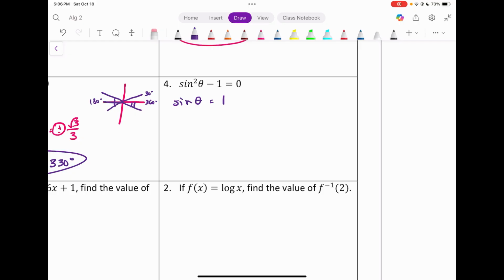And that's supposed to be squared. To get rid of a square, we're going to do plus and minus the square root of 1, which is just 1. So we're looking for where sine is positive 1 or negative 1. And sine is a y value, so here's where sine is positive 1. Here's where sine is negative 1. So my two answers are 90 degrees and 270 degrees.